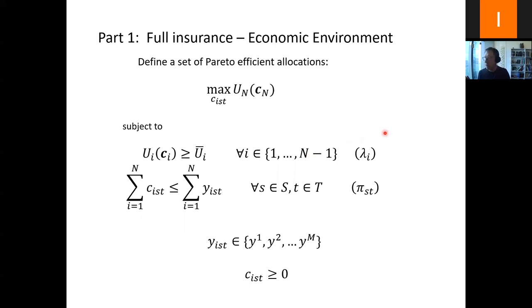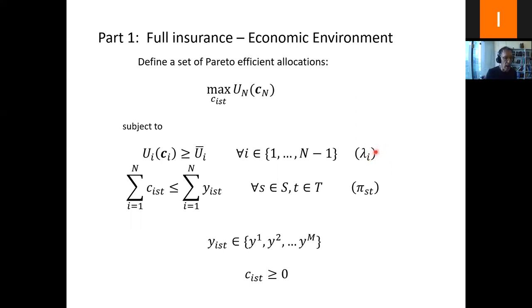So hopefully you guys can all answer those questions. Now I'll answer them. There are n minus one constraints here, one for each of the n minus one people in the village other than person N. And there are capital S times capital T resource constraints here. That's the number: for each state, for each period, there's a resource constraint.